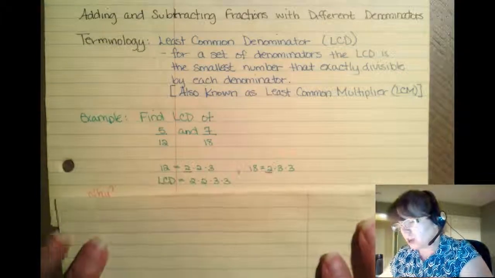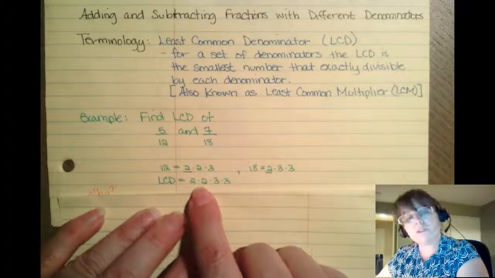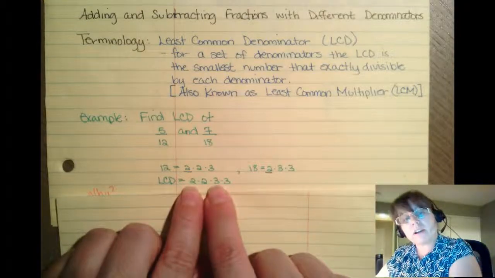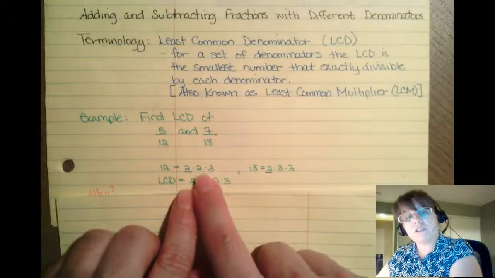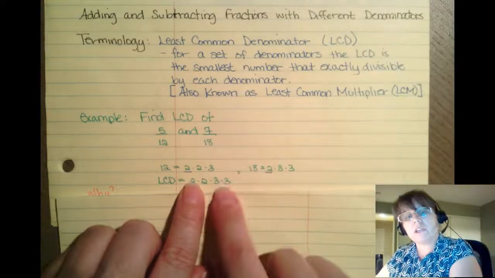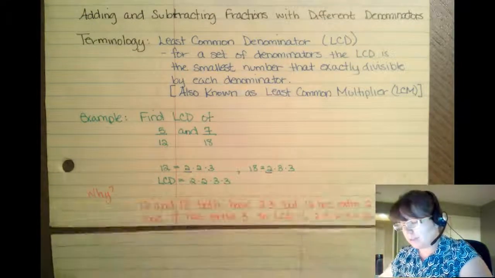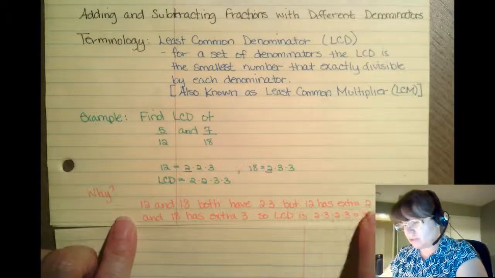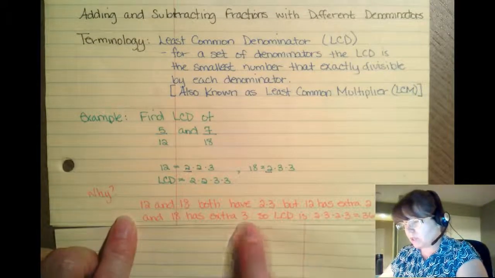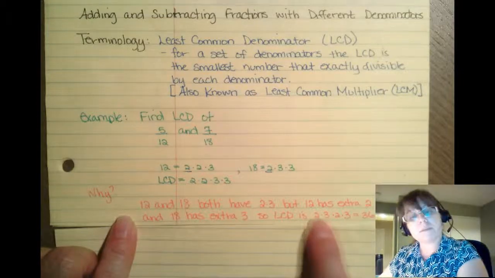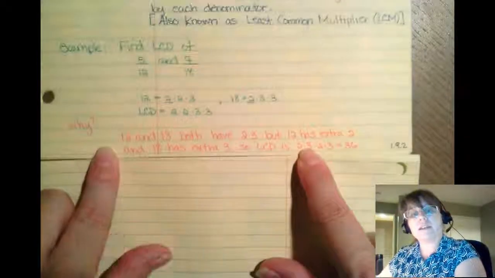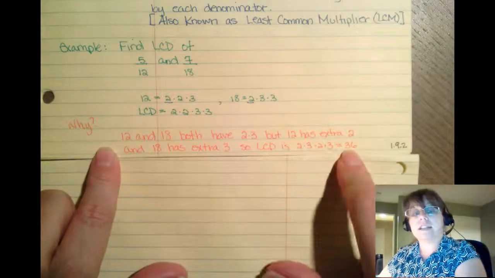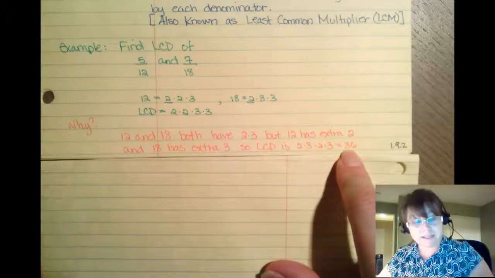So the least common denominator is going to be 2 times 2 times 3 times 3. So the 2 and the 3 they share, and then you have to bring in the 2 that they don't share and bring in the 3 that they don't share. Why? 12 and 18 both have 2 and 3, but 12 has an extra 2 and 18 has an extra 3, so the LCD is 2 times 3, what they have in common, also times what they don't have in common, 2 times 3. So the LCD of this problem is 36.